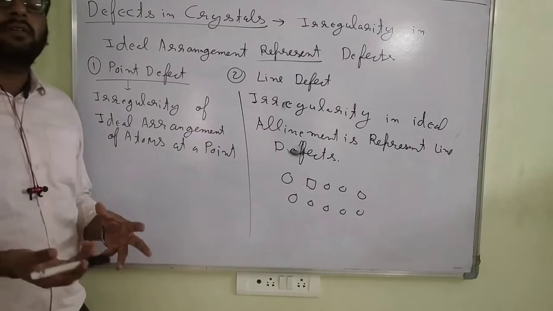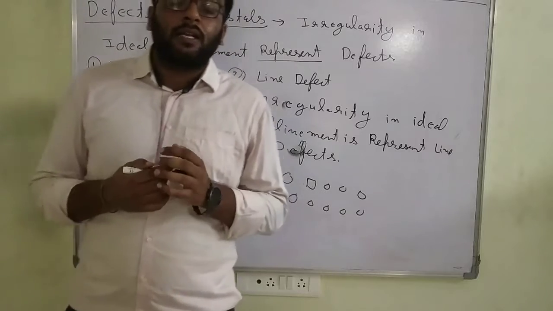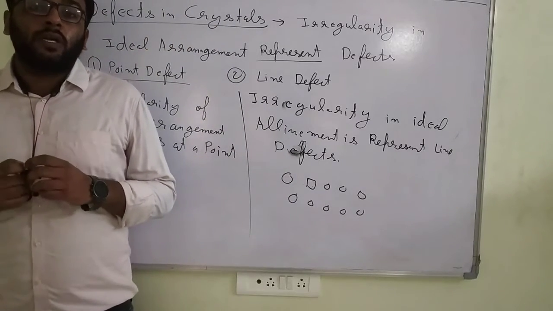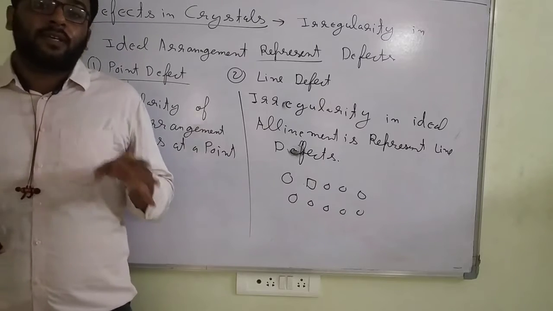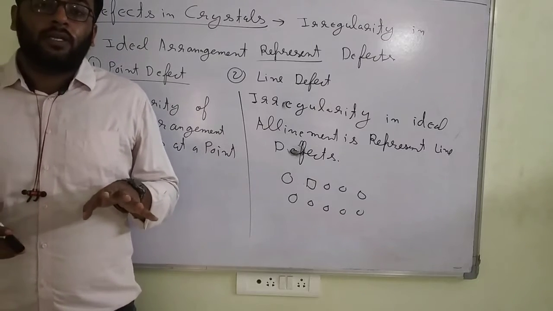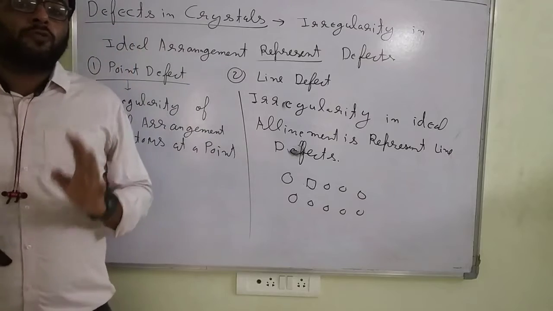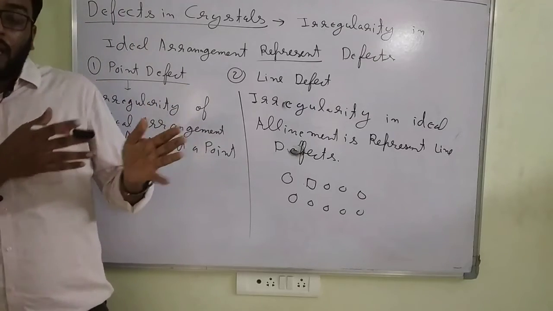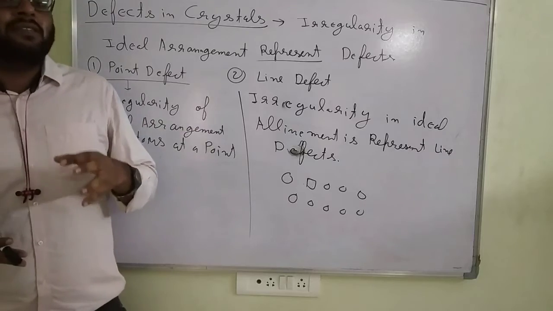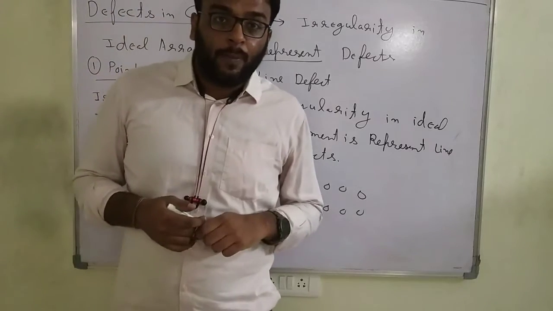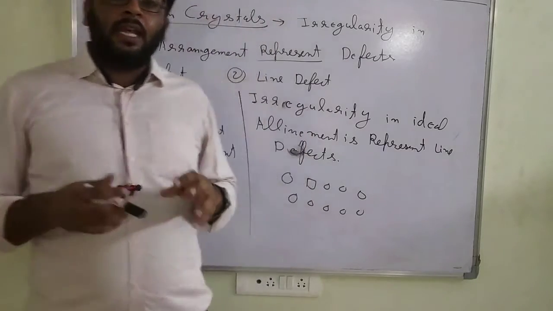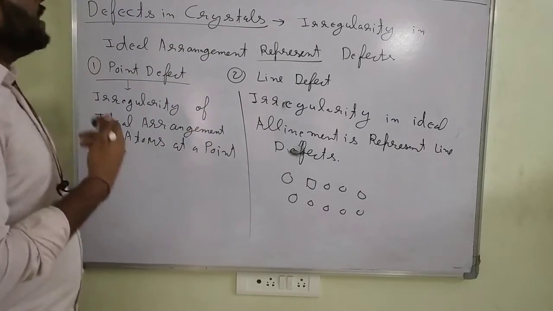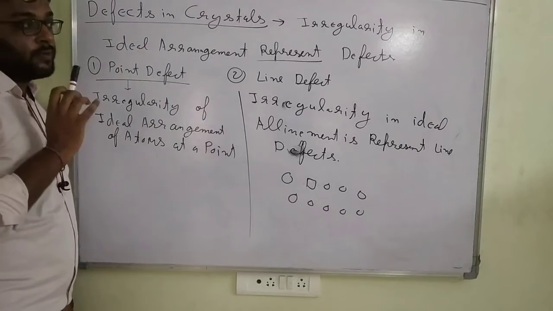Suppose I am taking the example of an examination hall. There are 50 students sitting according to their roll number and section wise. If there is any kind of change in their arrangement, suppose one is absent or one's alignment is not proper, it represents a defect. Are you getting my point? Any kind of irregularity in the structure represents a defect. I hope you are getting this point.